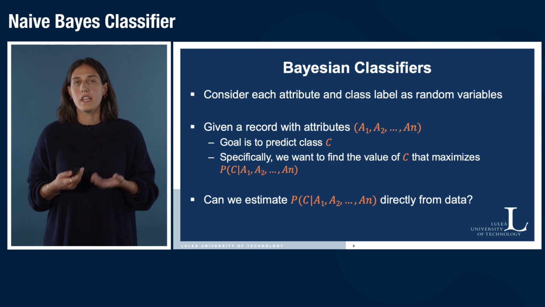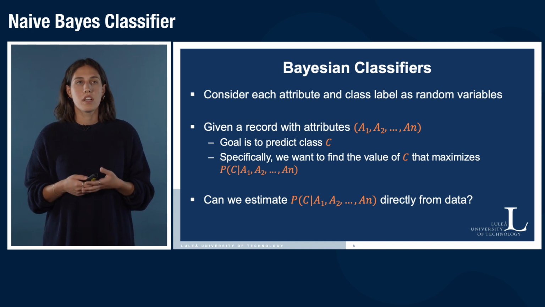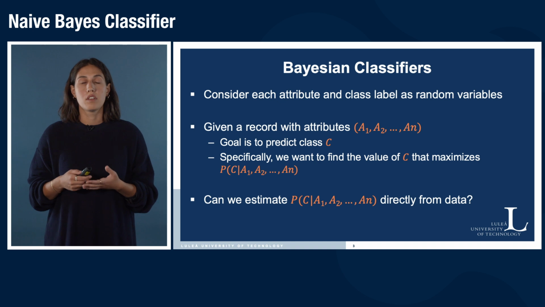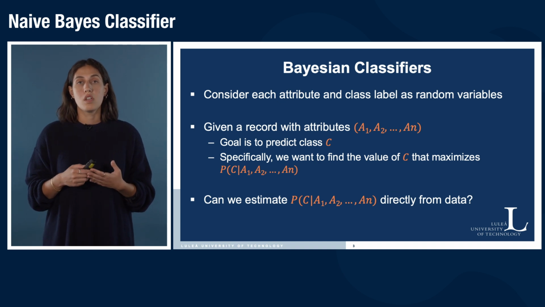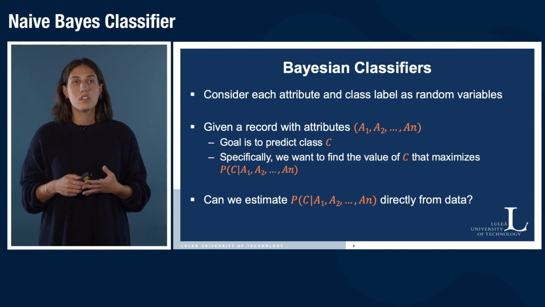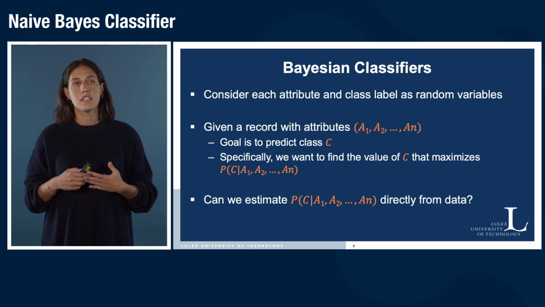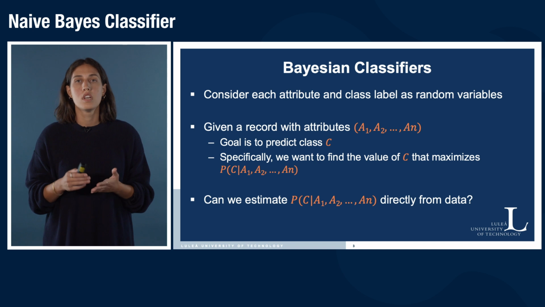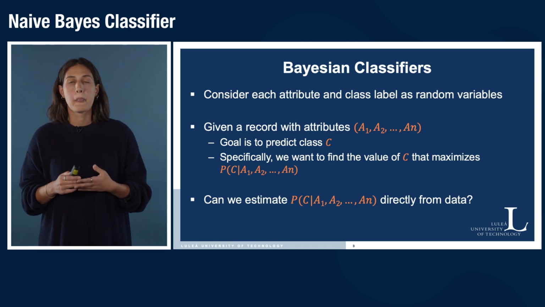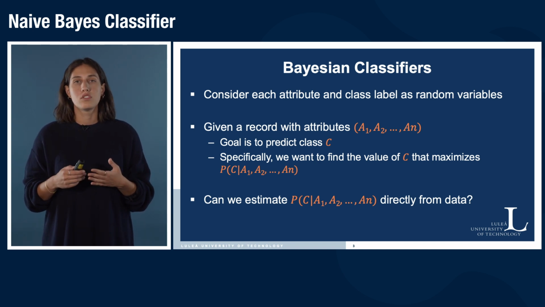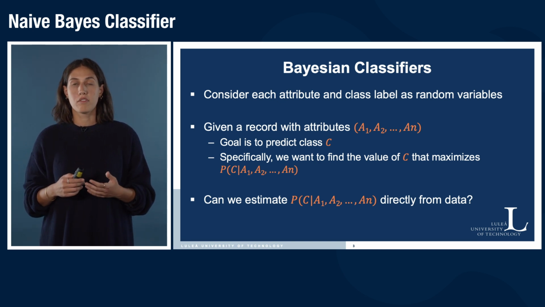Now, based on the Bayes theorem, we can come to a classifier that is called Bayesian classifier. In this case, given a record with attributes A1 to AN, the goal is to predict the class C, and more specifically, we want to find the class that maximizes the probability of the class given the attributes A1 to AN. In the previous example, we had just one attribute. But can we estimate the probability of the class given various attributes directly from data?